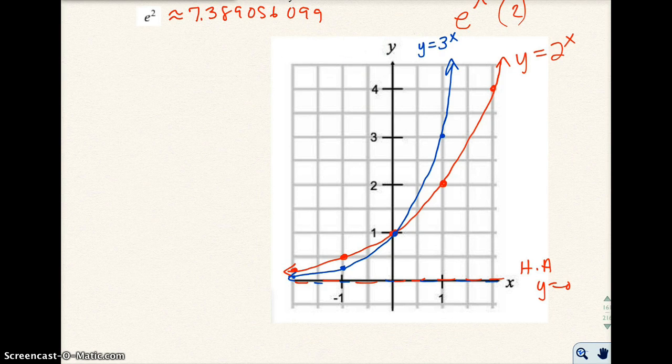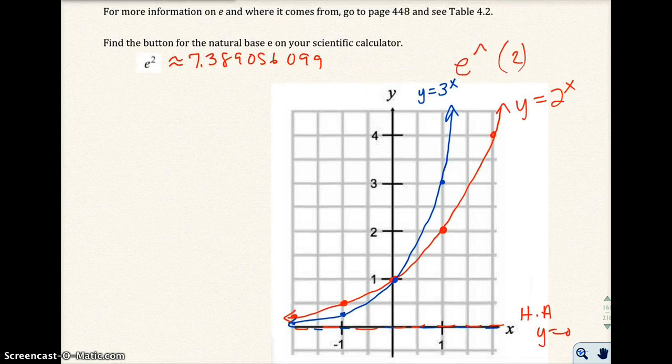Now if I want to graph e to the x, well remember e is just approximately 2.72. So I went ahead and found e squared, which is about 7.4. So when x is 2, just in green, I get 7.4 approximately, and I can't fit that there. When x is 1, I get 2.72, so 1 and 2.72, right about there. When I put in 0, it'll be 1, because any number to the 0 power is 1.